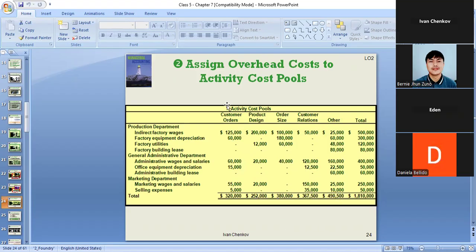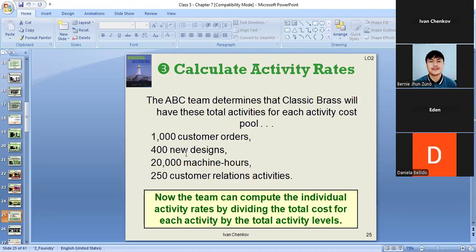Same thing with our exercise when we find out for the dishwasher, we're paying a total of this much. For the washer, we're paying that much. For the electricity, we're paying that much. Now, the next thing that we have to find out is how many times we're using any of those activities. So the company came up with this: they have 1,000 customer orders, 400 new designs, 20,000 machine hours, and 250 customer relationship activities.